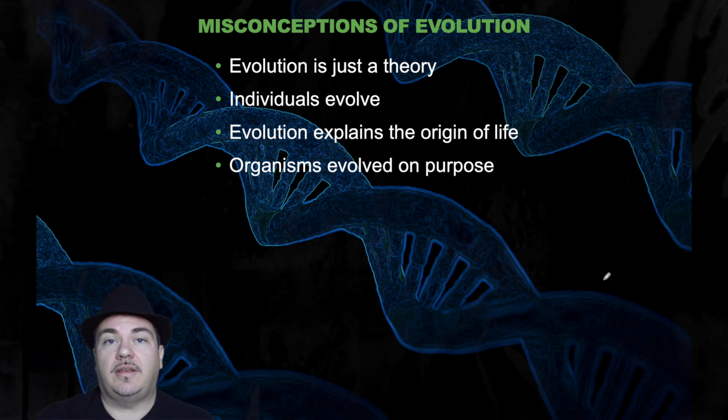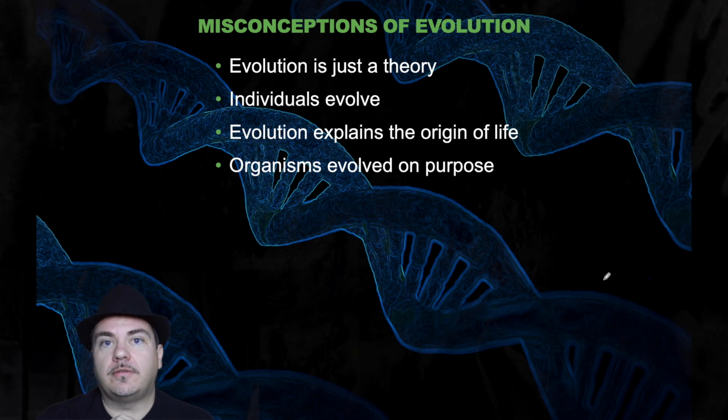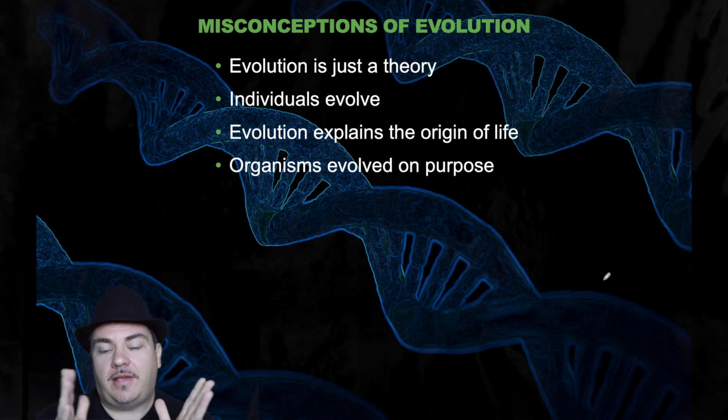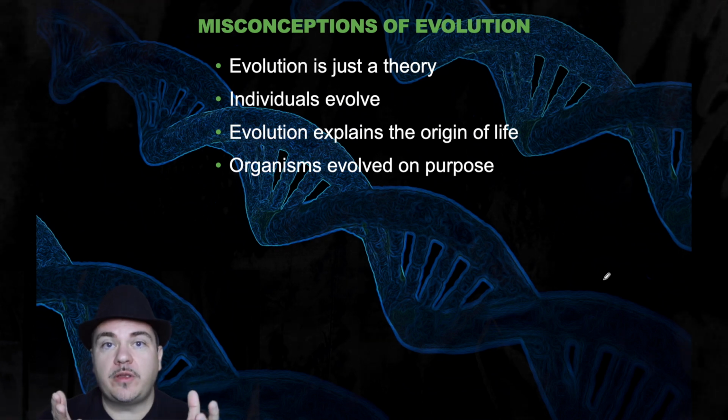Second misconception is that individuals evolve. An individual does not evolve, a population evolves. You start weightlifting, you're not going to have a buff baby. Okay, that's not the way it works. Populations evolve, individuals do not evolve. Third misconception is that evolution explains the origin of life. Okay, evolution explains how organisms change over time, not how organisms originally came about.